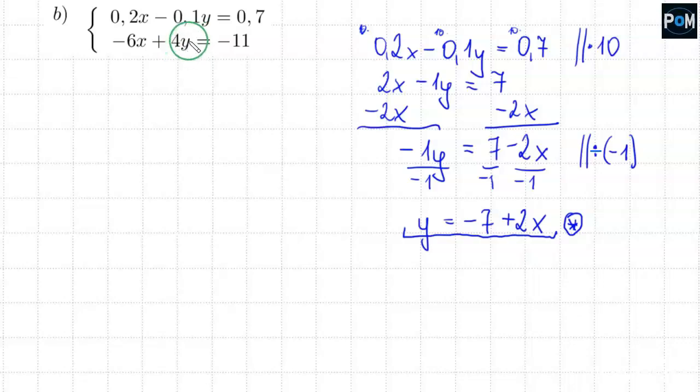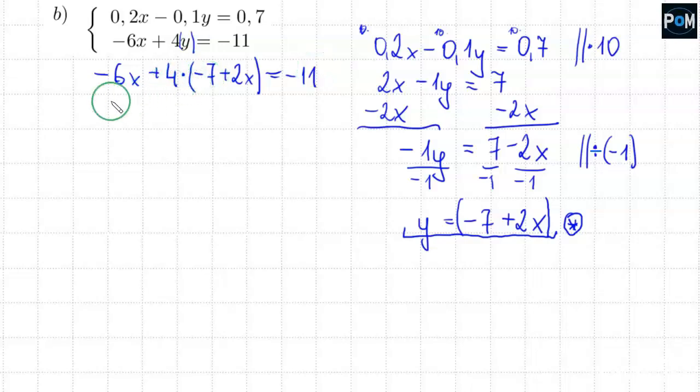So for the lower equation, I'll be able to substitute this entire expression for y. I substitute in place of y right here. Minus 6x stays the same, plus 4 stays the same. Here there is multiplication, and here in parentheses, instead of that y, I'll insert what's here. The y is gone, and instead, it's negative 7 plus 2x. That equals minus 11. I'll multiply the parenthesis now.